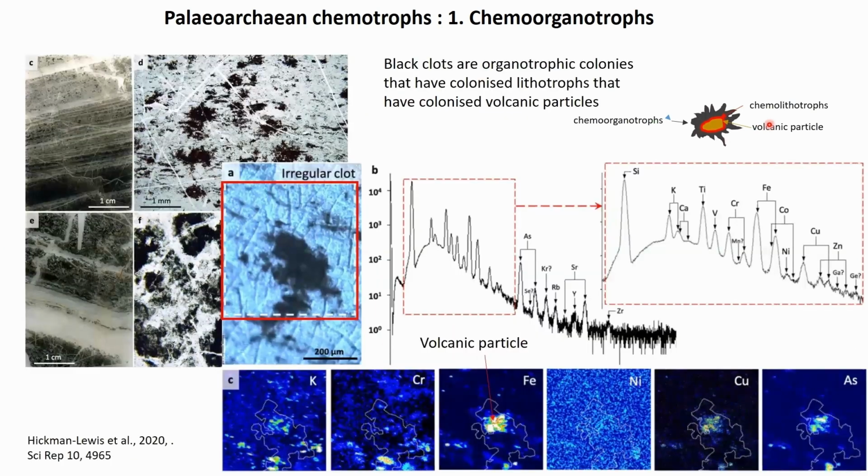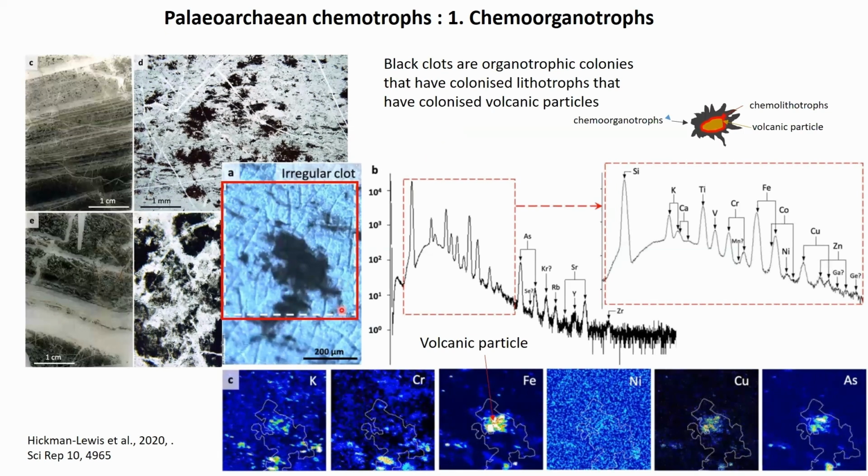Let's have a look in more detail at this. This is work that Kieran published in Scientific Reports in 2020. This is one of these stellate colonies. And Kieran looked at a number of aspects of these colonies, but especially we were interested in the concentration of transition elements associated with the organic matter.